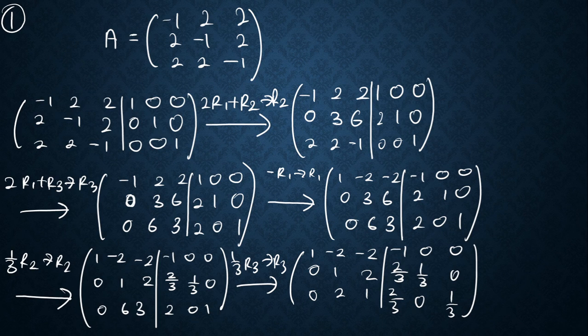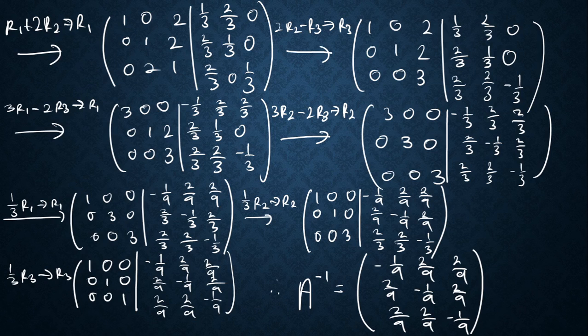Continue. Just change the sign for R1: 1, -2, -2, -1, 0, 0. Then for R2, divide by 3, and we get 0, 1, 2, 2 third, 1 third, 0. Then do the same with R3, and we get 0, 2, 1, 2 third, 0, 1 third. And then column 1 is done.